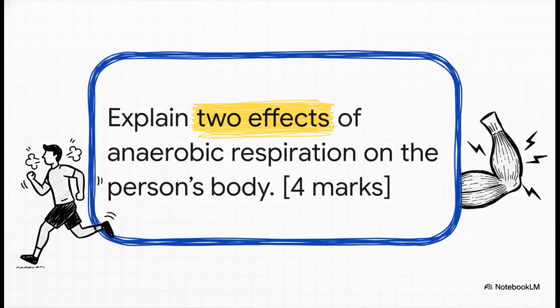Okay, let's get into it. Question 4.1. This is a super common type of question, worth 4 marks. It's asking for 2 effects of anaerobic respiration. But, and this is the important bit, look at that command word, explain. That is a massive clue from the examiner. It means you can't just list something. You have to say why it happens to get those points.